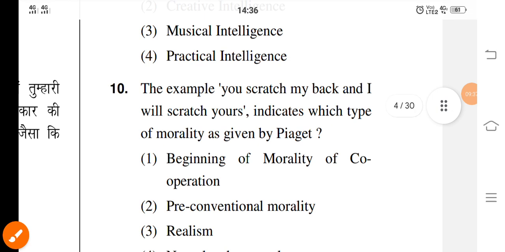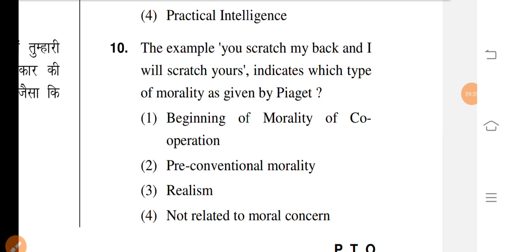Okay, next one is 10th question. The example given: you scratch my back and I will scratch yours, indicates which type of morality as given by Piaget.